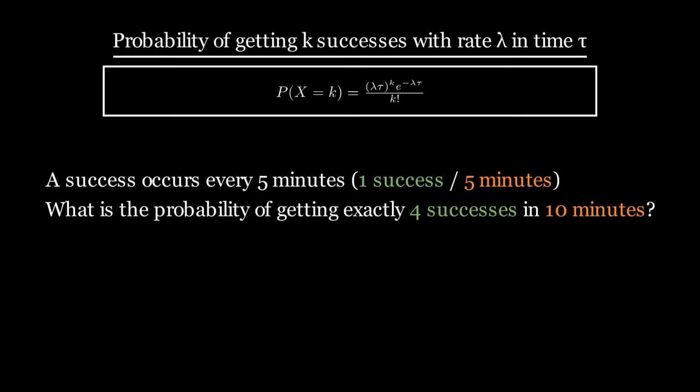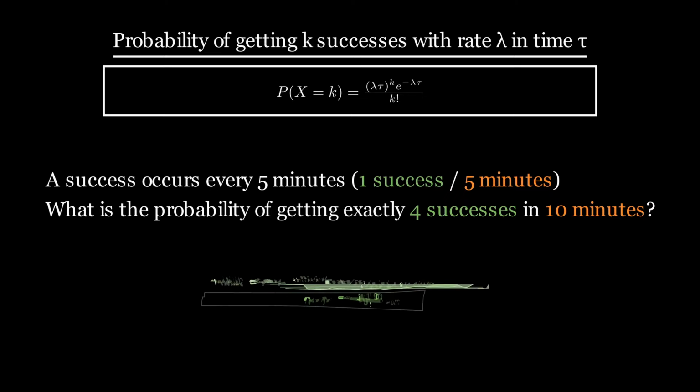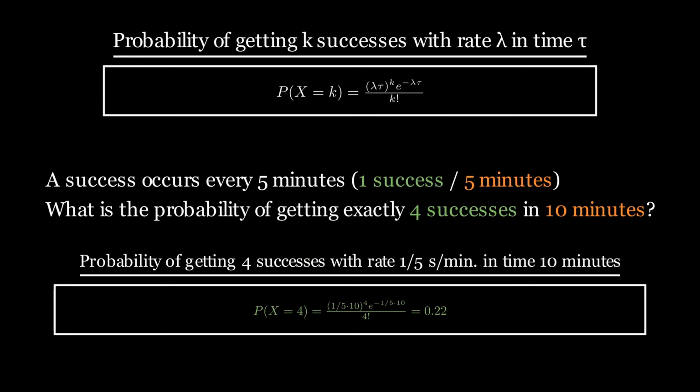In this example, we have 1 success per every 5 minutes. If we choose a minute interval time period, our lambda is 1 over 5. Then, because we're trying to find the probability of 4 successes in 10 minutes, our k value is 4 and our time horizon, tau, is 10. If we plug these values in, we get a total probability of 22%. Let's move on to another example.